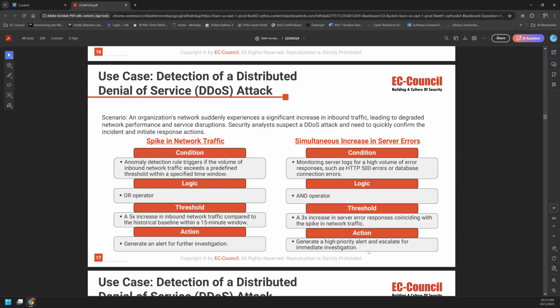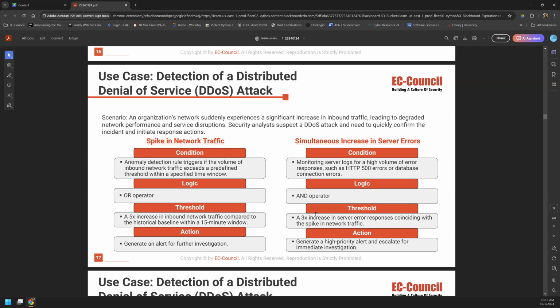We could also set up one for a simultaneous increase in server errors, if there's monitoring of service logs. For a high volume of error responses, such as HTTP 500 or database connection errors, this would be an AND logic, and a 3 times increase in server error responses coinciding with the spike in network traffic. So this and this at the same time will generate a high priority alert and escalate for immediate investigation.